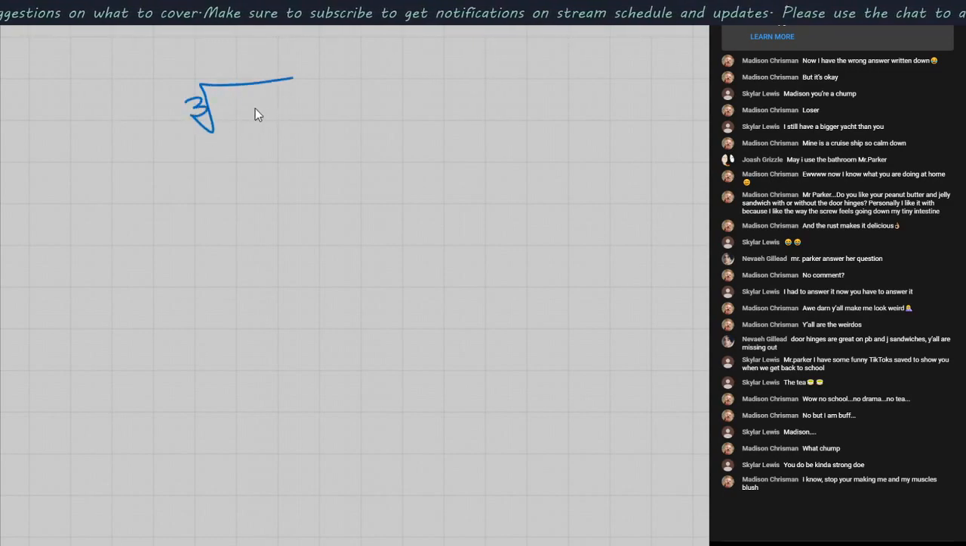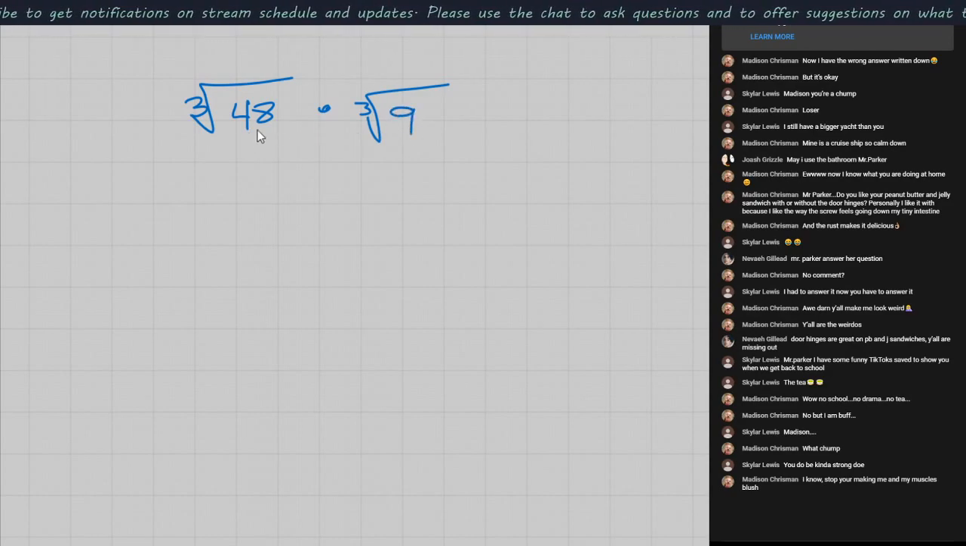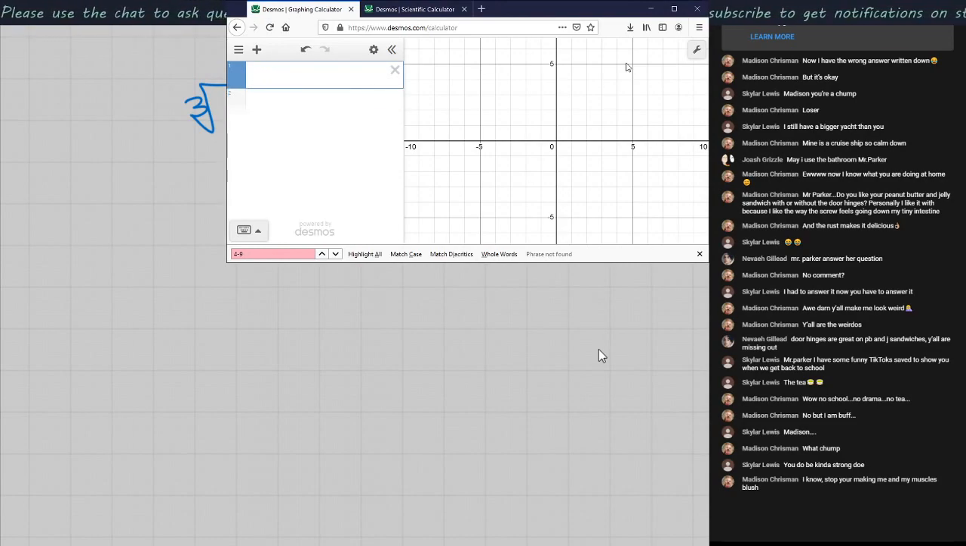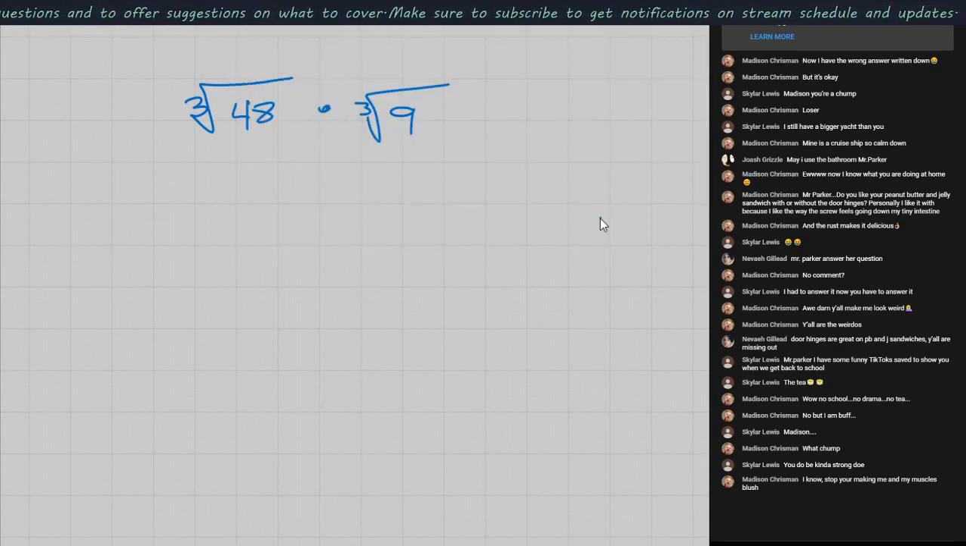This will be a cube root. So cube root of 48 times cube root of 9. At this point, you could factor out, like I said, simplify here first, or you can multiply that. So we're going to do this 2 ways again. So with multiplying, 48 times 9 is 432.